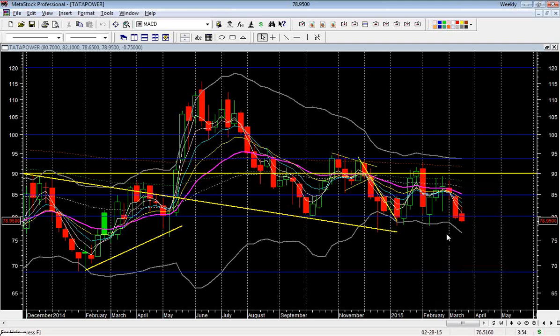It's sort of been range bound for 1, 2, 3, 4 months, and if it breaks down, then I think 70 is a distinct possibility. Those who want could take a shot on this with a stop loss around 83, 84. First target 75, next target would be 70.